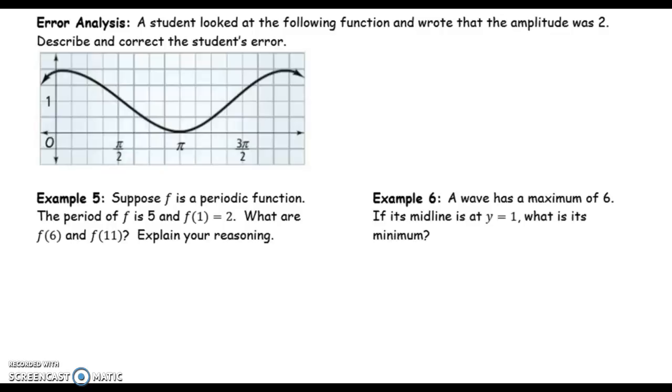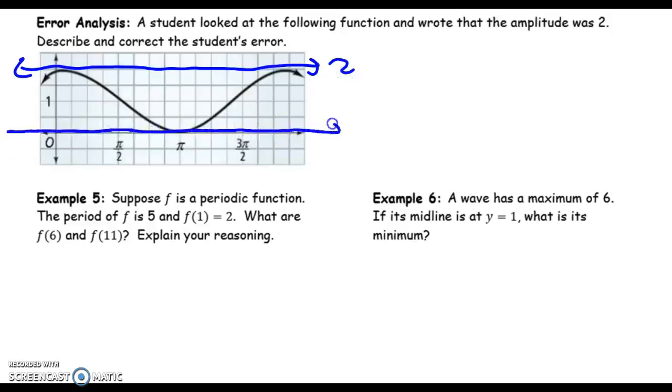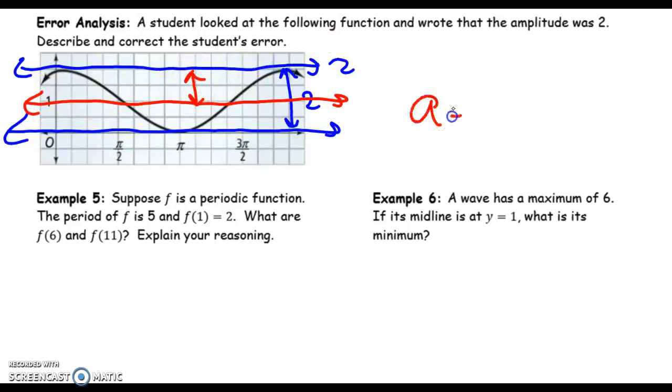So probably what happened here, we don't actually know, we can't read people's minds, but I'm looking at a max here of 2. So the difference between the min and the max is 2, but the amplitude is supposed to be the difference between the midline and the maximum, or the midline and the minimum. So your amplitude here should really just have been 1.